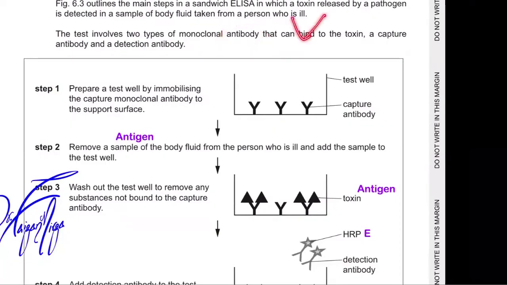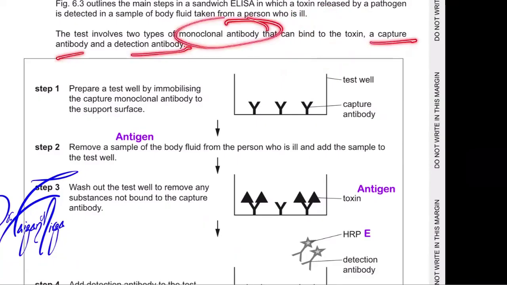An antibody has a structure like this. This region is the constant region and it attaches to the neutrophils, whereas this region at the top attaches to the specific antigen because it has a shape complementary to the antigen, which is the variable region, and can attach there. The monoclonal antibodies can bind to the toxin: a capture antibody and a detection antibody. So two different kinds of antibodies will be used here, a capture antibody and a detection antibody.